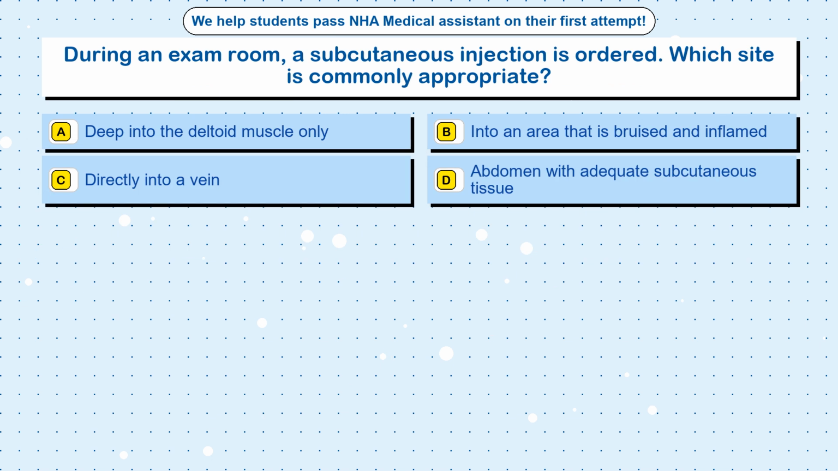Question 89. During an exam room visit, a subcutaneous injection is ordered. Which site is commonly appropriate? Option A, deep into the deltoid muscle only. Option B, into an area that is bruised and inflamed. Option C, directly into a vein. Option D, abdomen with adequate subcutaneous tissue.